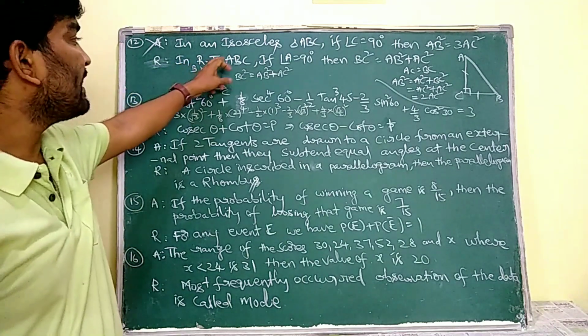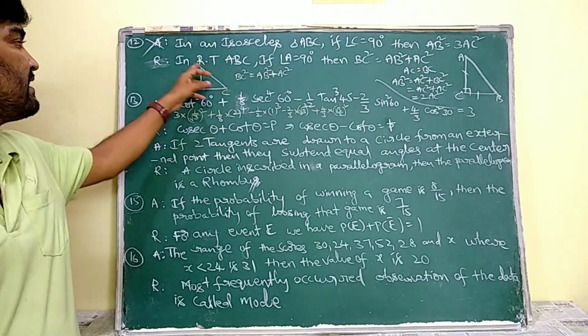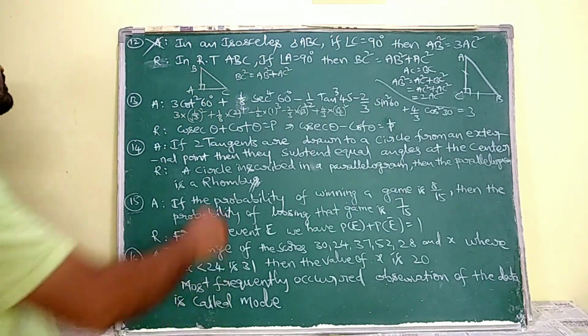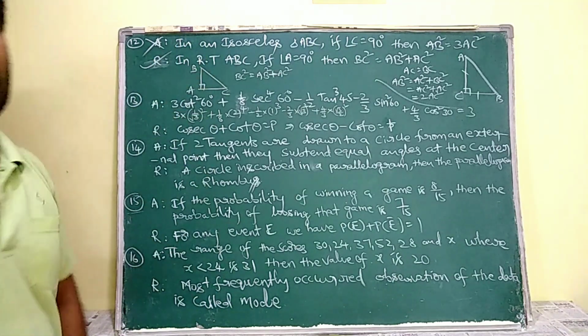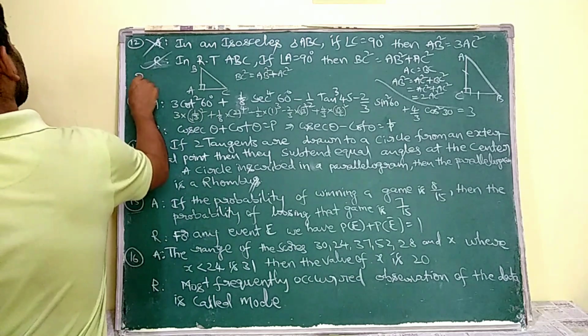Now, in a right angle triangle ABC, if angle A is equal to 90 degrees, then BC square is equal to AB square plus AC square. So it's true. So the assertion is false, the reason is true. Then this is the fourth option, that is D.